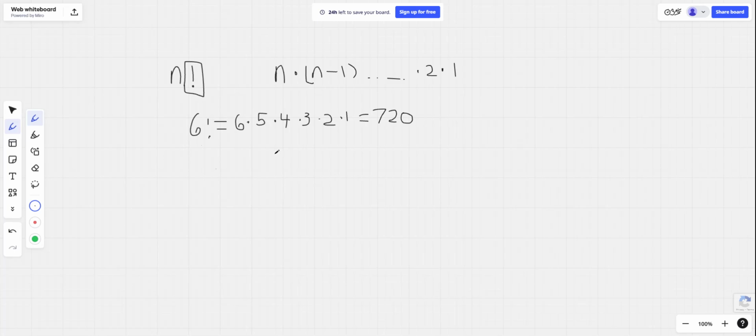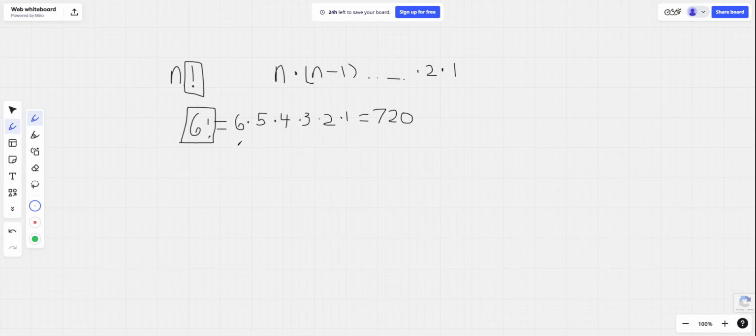So why do we even define such a mathematical notation here? Well, it's actually used to count how many ways you can arrange some stuff. So let's say in this case you want to arrange 6 things in order. How many ways can you order 6 things?